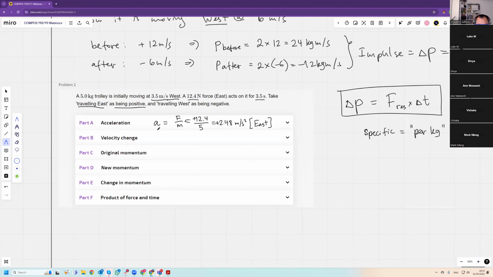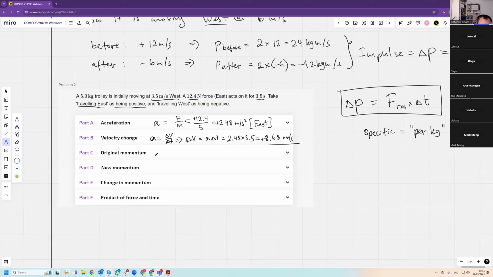Velocity change. Well, we know the acceleration. We know that acceleration is delta v divided by delta t. That means delta v is acceleration multiplied by delta t. So 2.48 times 3.5 gives you 8.68 meters per second. That's the change in velocity.